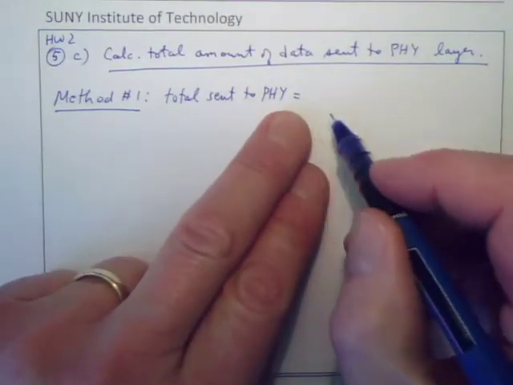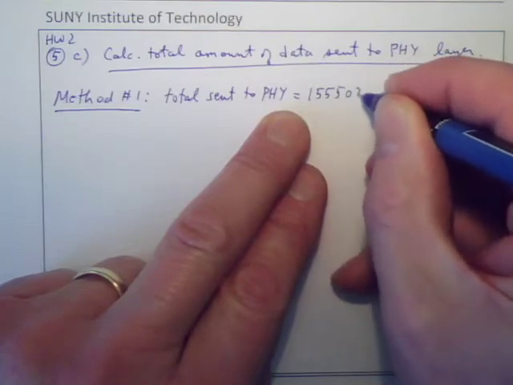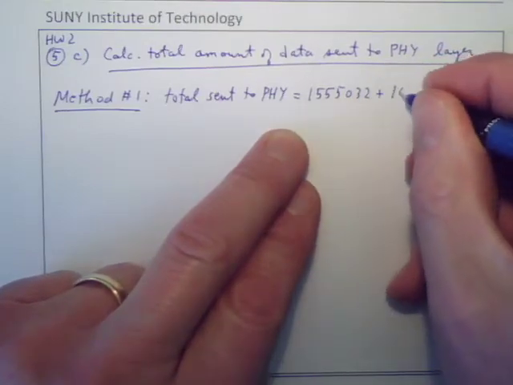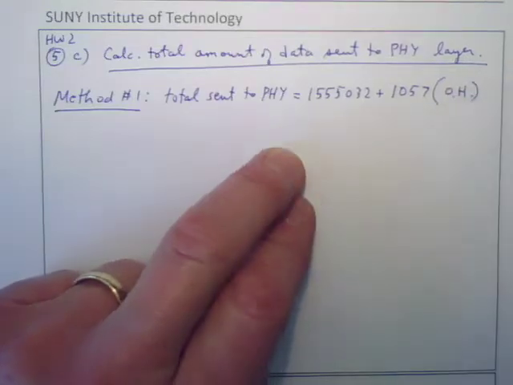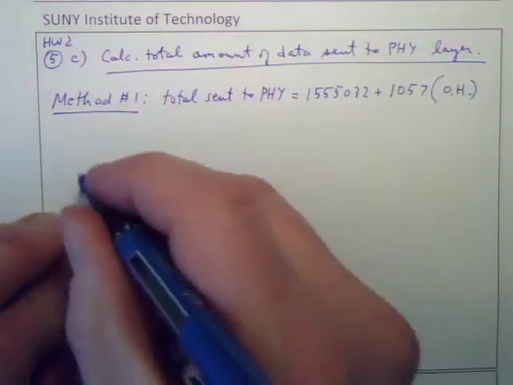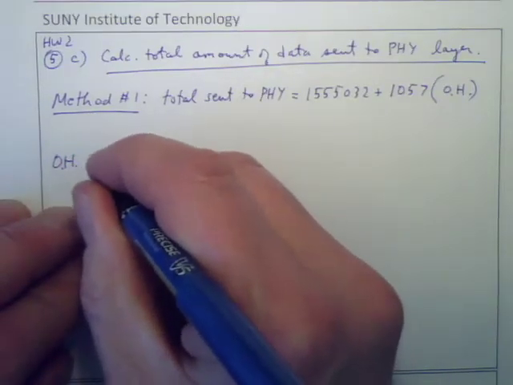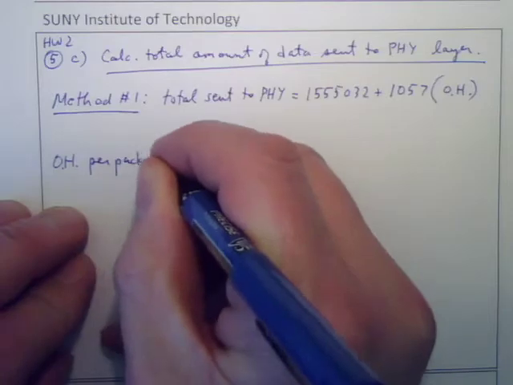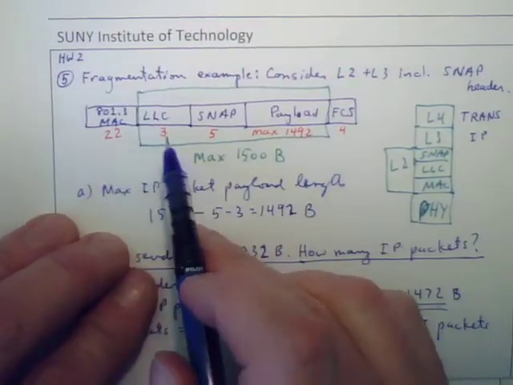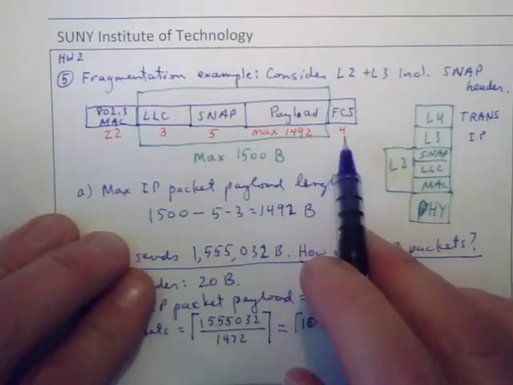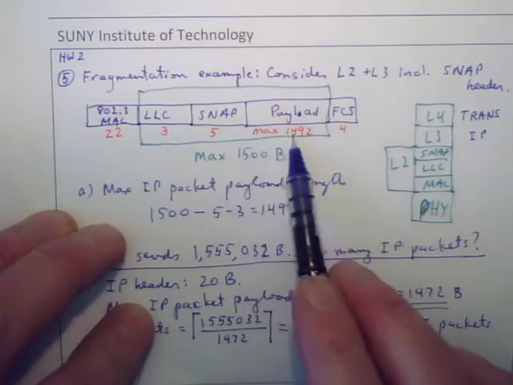And so the total amount sent to the physical layer is going to be this data, the payload, plus 1057 packets times the overhead per packet. And the overhead per packet is equal to the 22 plus 3, 5, 4, and then 20 bytes for the IP header inside of this payload right here.